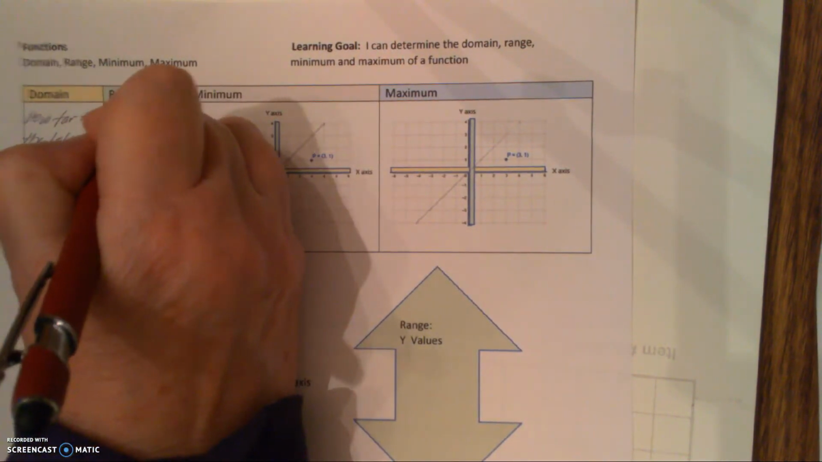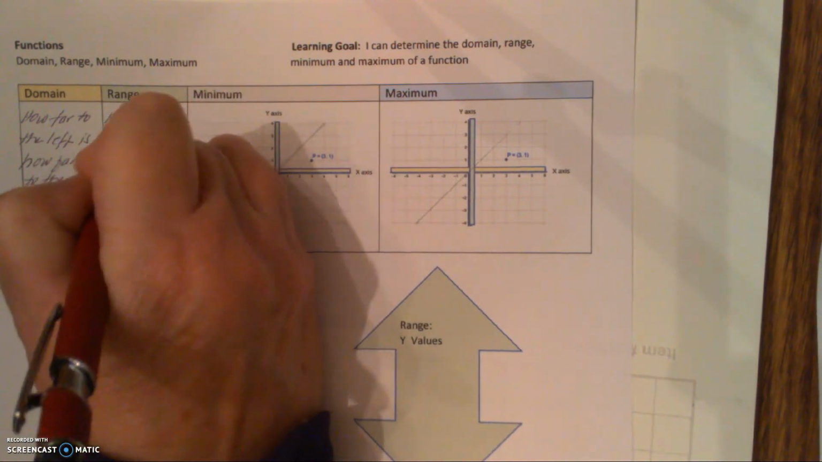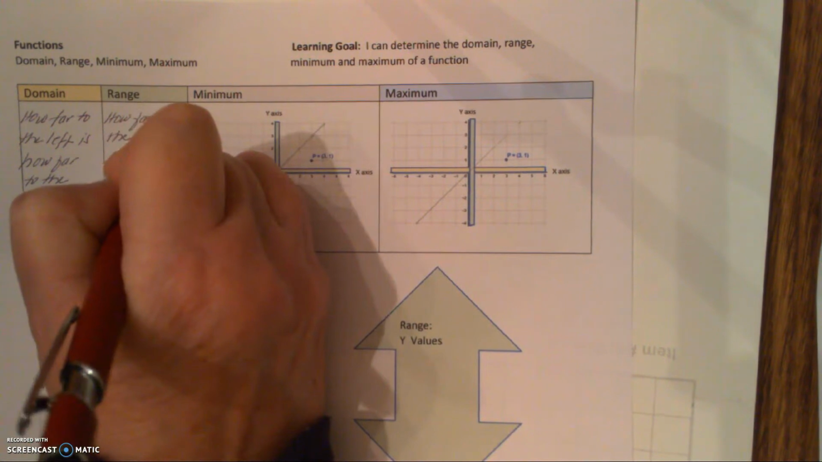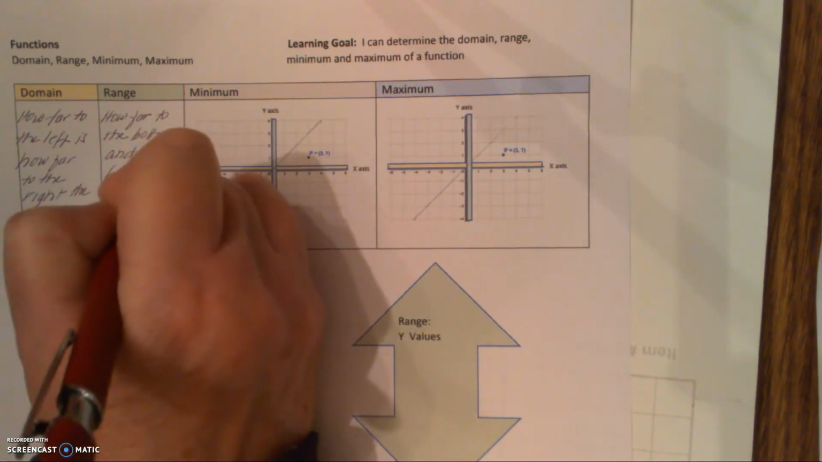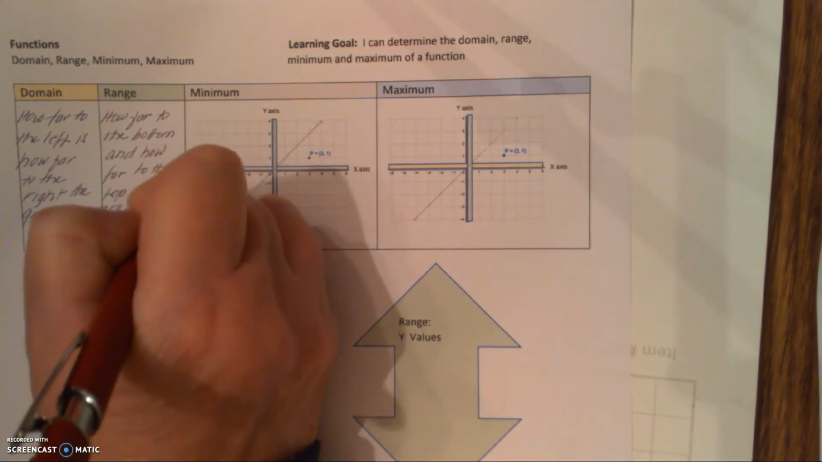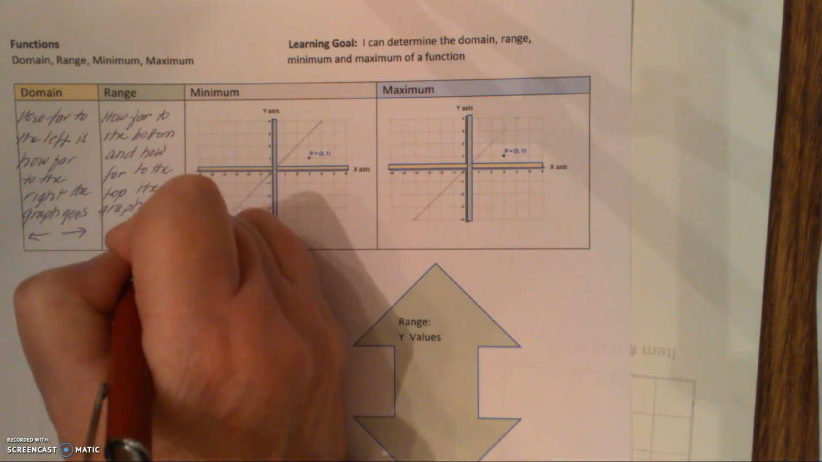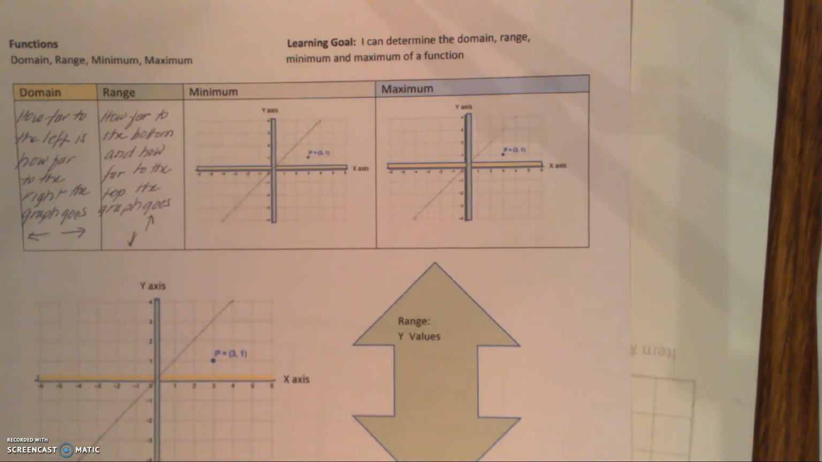Okay. The range is how far to the bottom and how far to the top the graph goes. So to the bottom and to the top. Okay.